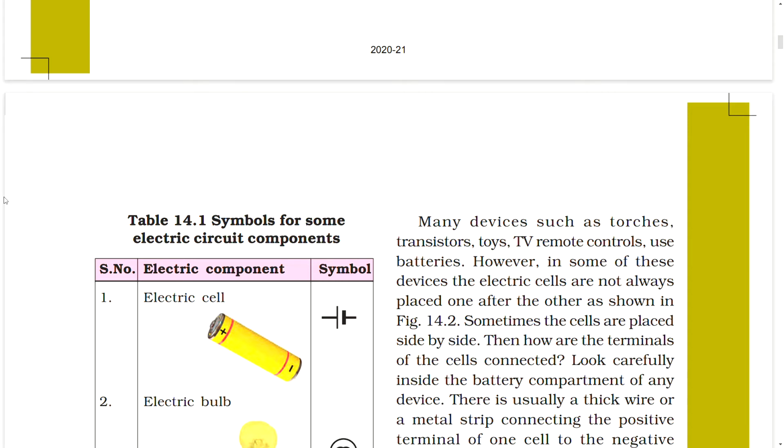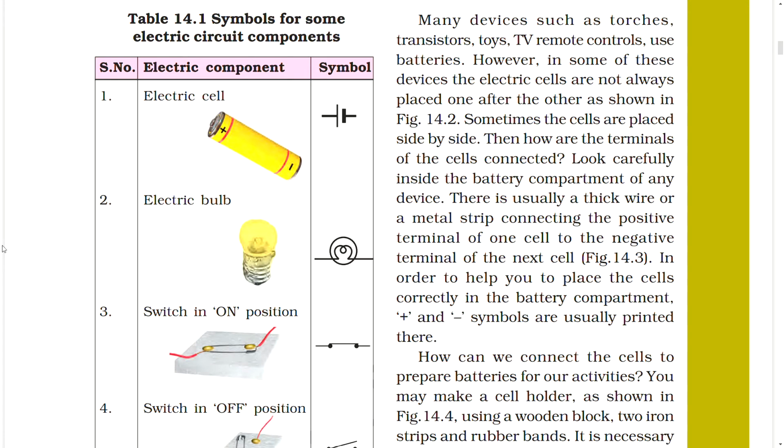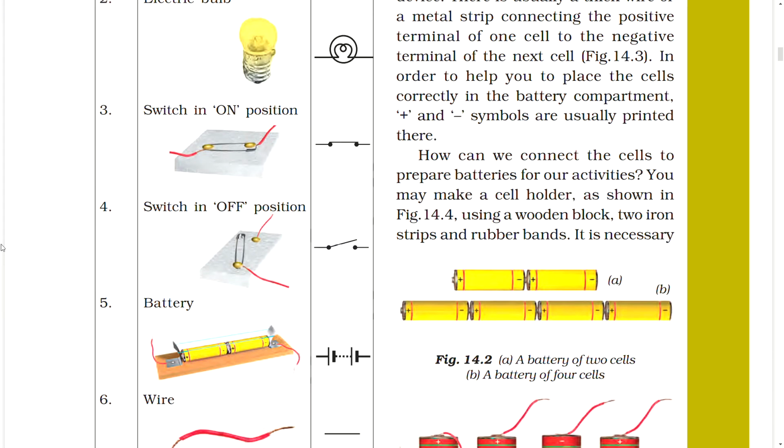Then how are the terminals of the cells connected? Look carefully inside the battery compartment of any device. There is usually a thick wire or a metal strip connecting the positive terminal of one cell to the negative terminal of the next cell. In order to help you to place the cells correctly in the battery compartment, plus and minus symbols are usually printed there. How can we connect the cells to prepare batteries for our activities?